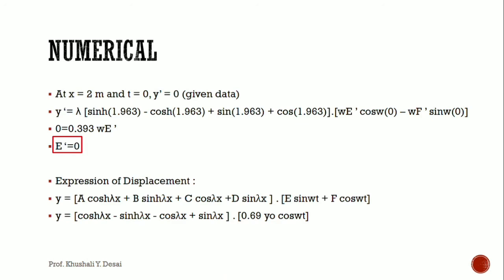E is 0, F directly we have not obtained, but instead of that we have A into F as equal to F dash, which was 0.69 times y0. So the final expression of displacement comes out to be (cosh lambda x minus sinh lambda x minus cos lambda x plus sin lambda x) whole into 0.69 y0 cos omega t.